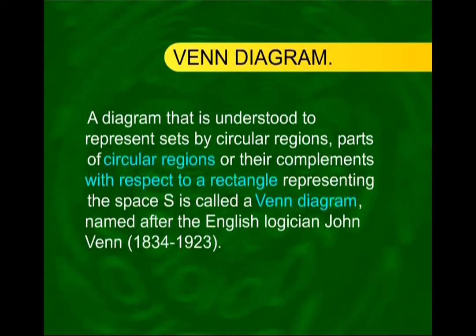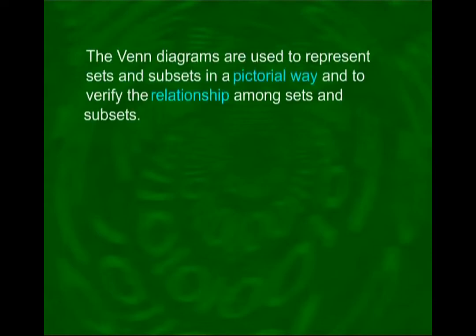In the context of set theory, a very important and useful concept is that of the Venn diagram. A diagram that represents sets by circular regions, parts of circular regions, or their complements with respect to a rectangle representing the space S is called a Venn diagram. The Venn diagrams are used to represent sets and subsets in a pictorial way and to verify the relationship among the sets and the subsets.